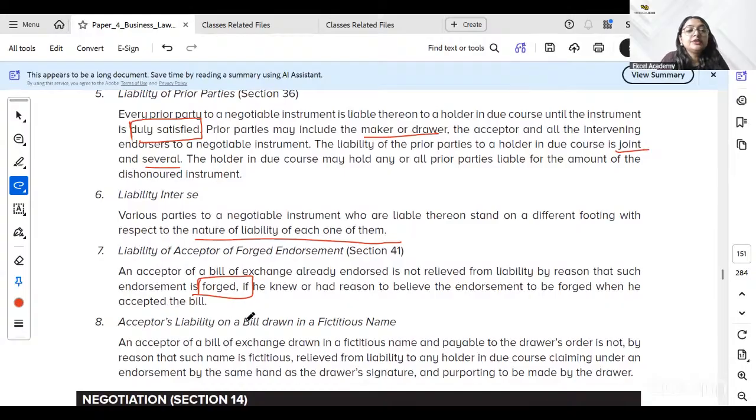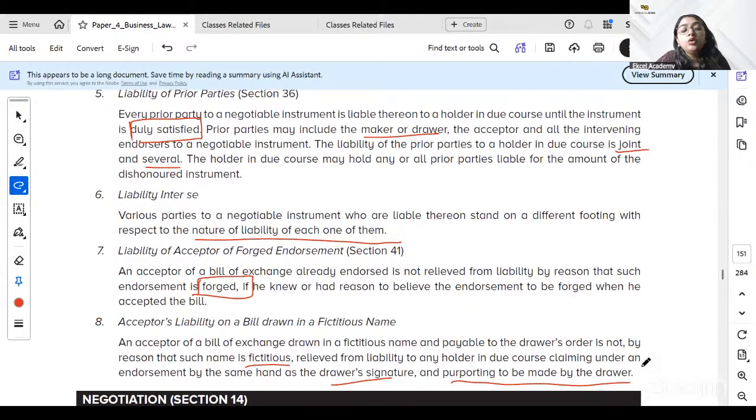Okay, acceptor's liability on a bill drawn in a fictitious name. So a bill which is drawn in a fictitious name and is payable to the drawer's order is not, by such name being fictitious, relieved from liability. So the acceptor will not be relieved of liability to any holder in due course claiming that an endorsement made by the same hand as the drawer's signature and purporting to be made by the drawer, that is, the payee had reasonable grounds to believe that it is the drawer's signature, but it was actually not. Why? Because it was made in a fictitious name.